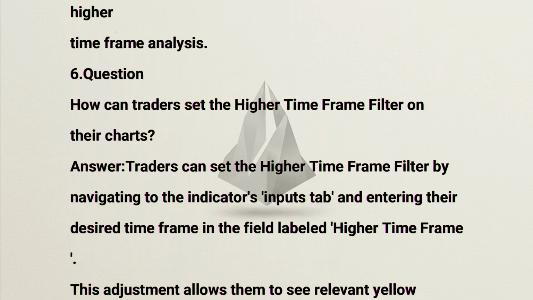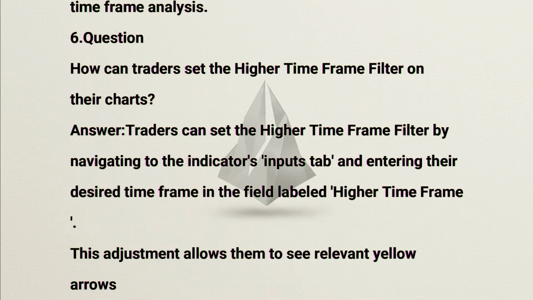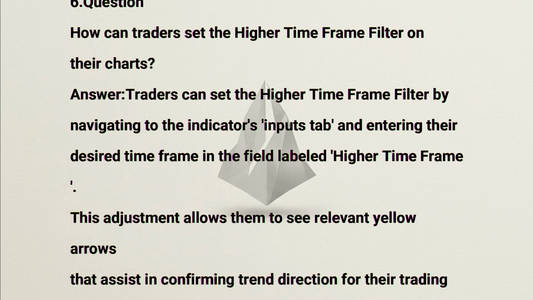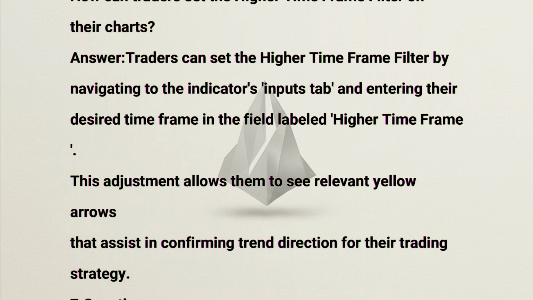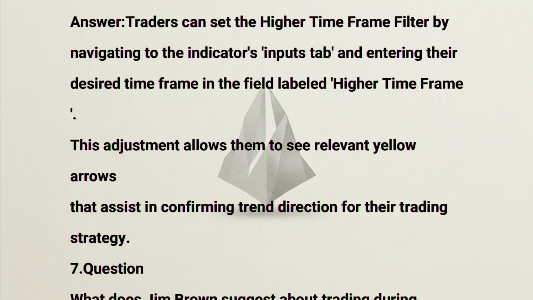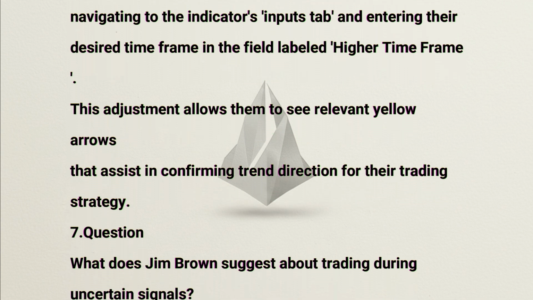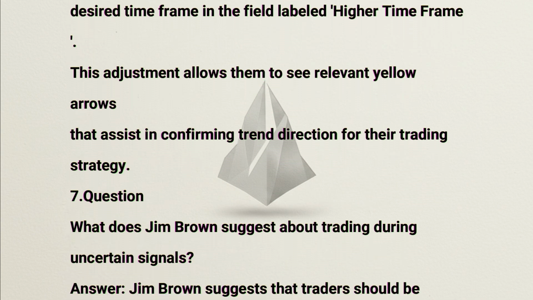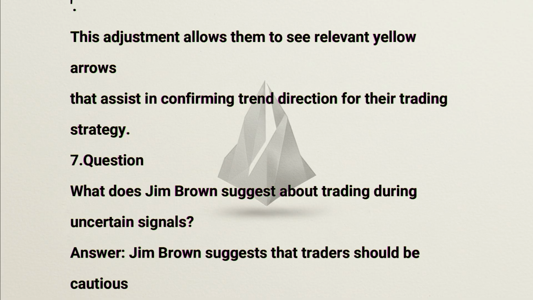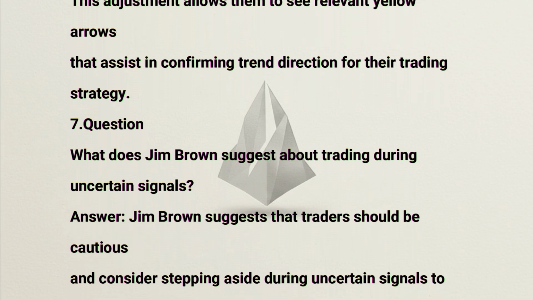Answer. Traders can set the higher time frame filter by navigating to the Indicators Inputs tab and entering their desired time frame in the field labeled Higher Time Frame. This adjustment allows them to see relevant yellow arrows that assist in confirming trend direction for their trading strategy.